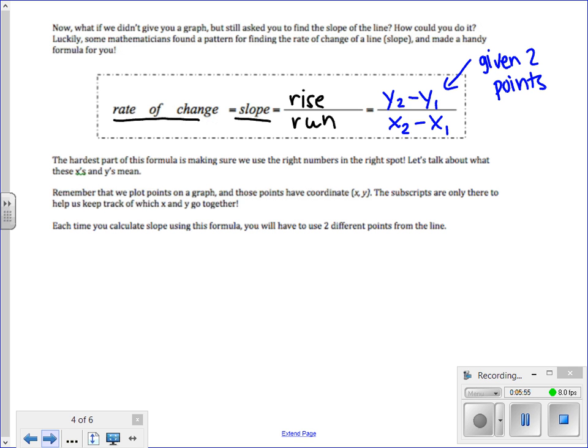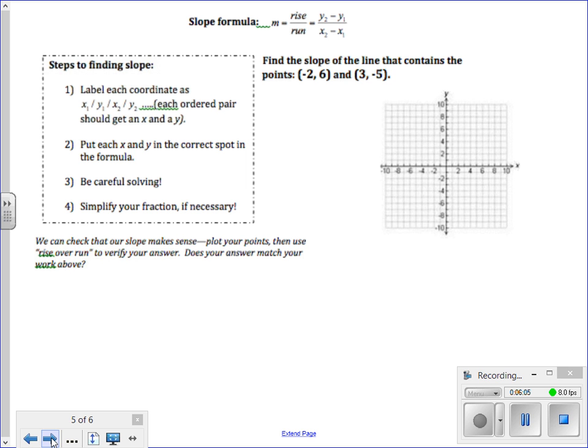The hardest part of this formula is making sure we use the right numbers in the right spot. So here are general steps to follow. We can label each coordinate as x1, y1, and x2, y2. That's just a way to help stay organized. So here, if I'm trying to find the slope between -2, 6 and 3, -5, I'm going to label this -2 as x1, because x is the first coordinate and y is the second coordinate. So those are both 1. It's an ordered pair 1, and then x2, y2. That helps us stay organized in case we need to remember what things go where in the formula.